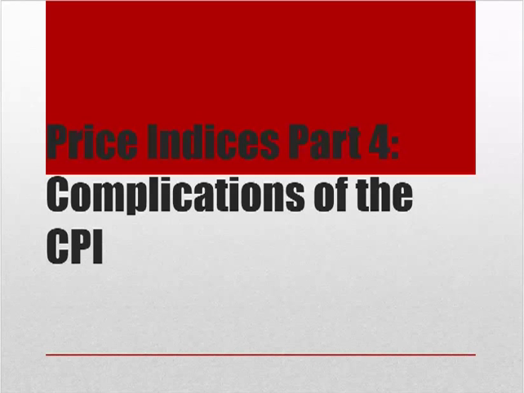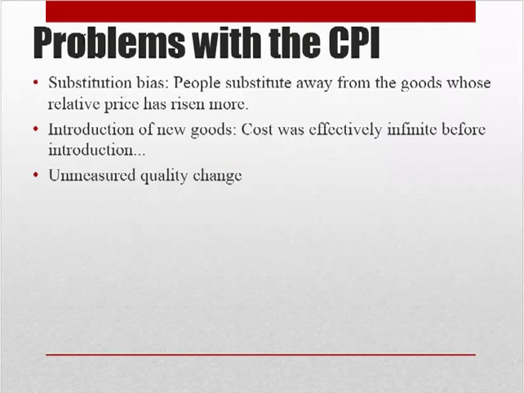In this part, I'm going to look at some complications that arise with the CPI or similar price indices. One is what we call the substitution bias. The idea here would be something like the following. Suppose with the current price of beef and chicken, you eat 3 pounds of beef and 3 pounds of chicken per week. And then prices rise.